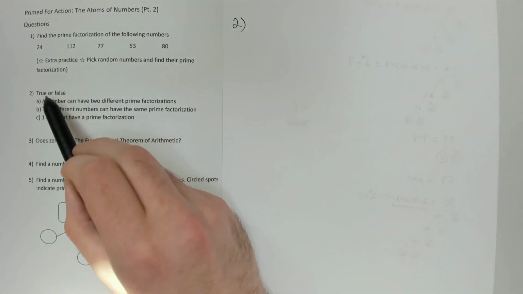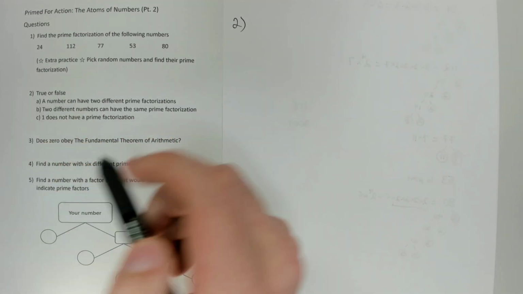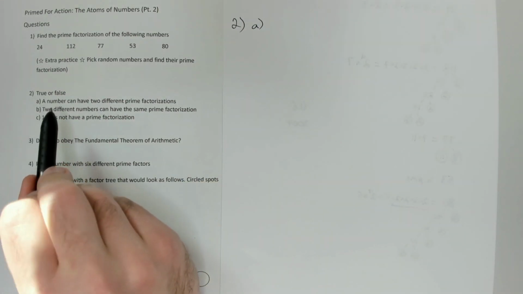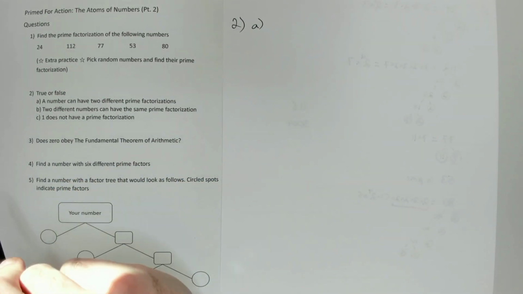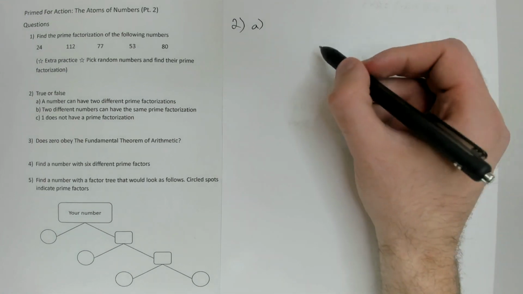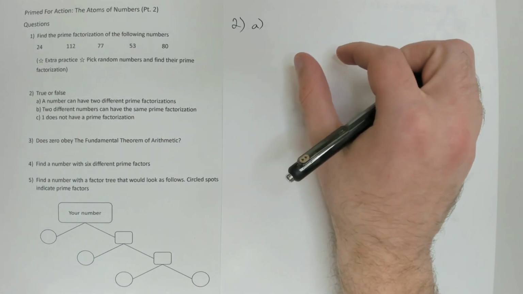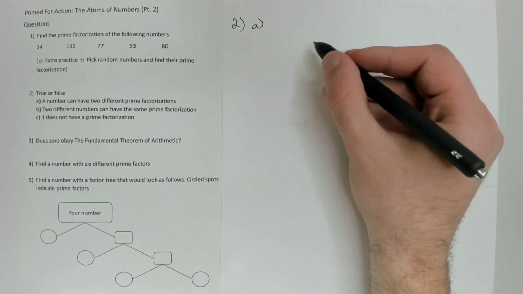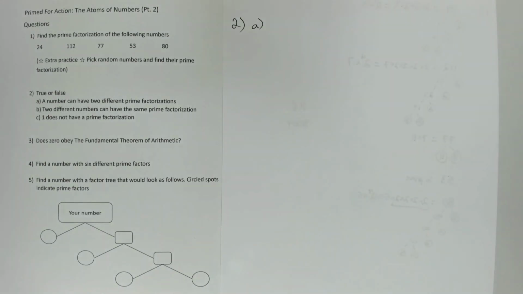All right, number 2 asks true or false. So we have 3 statements and we need to determine if they're true or false. The first one says a number can have 2 different prime factorizations. All right, so this is saying that you can basically factor a number and get 2 different collections of prime numbers that when you multiply them will give you the same thing.